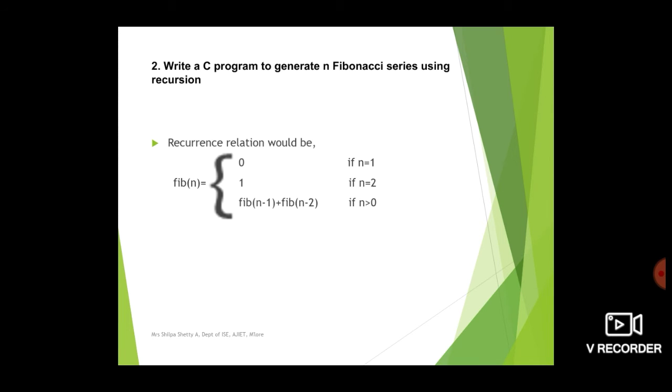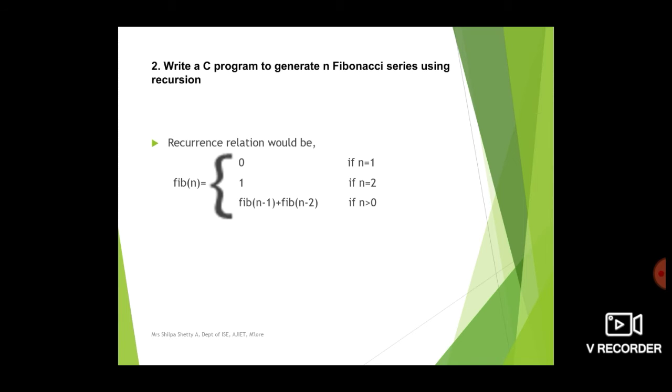So next let us see one more C program to generate the Fibonacci series, again by using recursion. You know that the Fibonacci series starts with 0 and 1, and each term in the Fibonacci series is the sum of the previous two terms. The recurrence relation for the Fibonacci series can be written as fib of n is equal to 0 if n is equal to 1, 1 if n is equal to 2, because the first term is 0 in the Fibonacci series and the second term is 1.